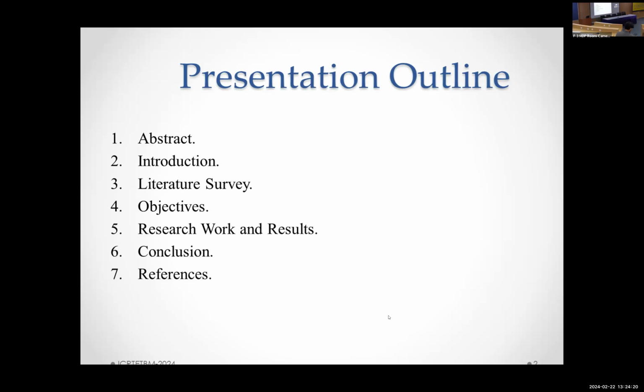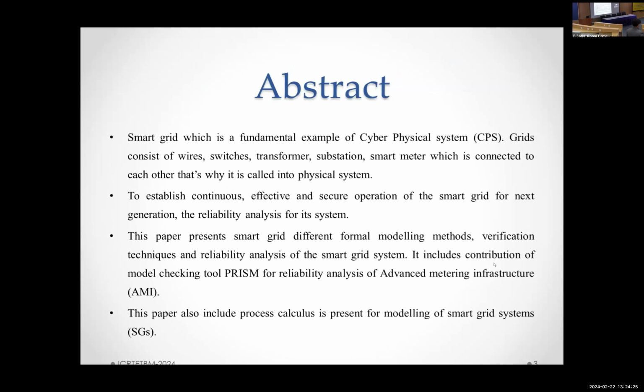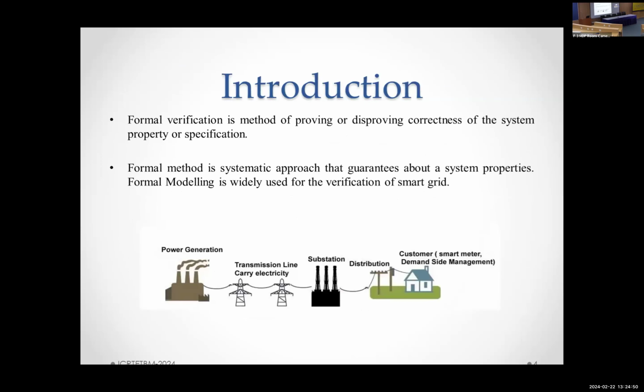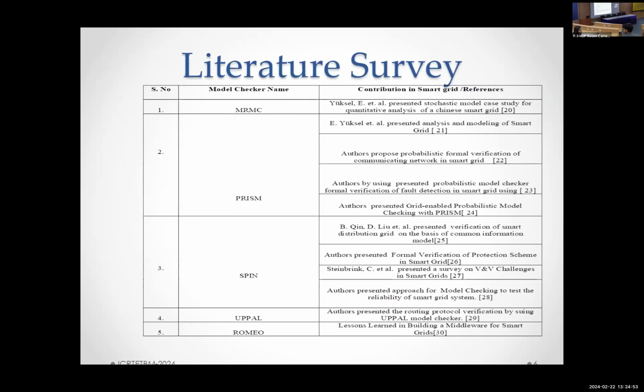So basically, what is a smart grid? Smart grid is a fundamental example of a cyber physical system. It consists of wire, transformer, substation, smart meter, etc. In this paper we are presenting the formal approach for verifying the smart grid, and this can be done by two methods. One is modeling, and another method we are proposing in this paper is a calculus for a smart grid system. So let's begin with the introduction.